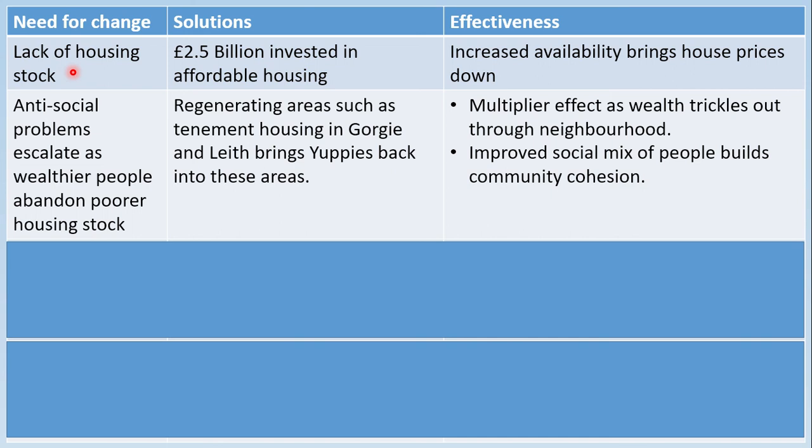So the next big need for change is antisocial problems that escalate as wealthier people abandon poorer housing stock. I used the example of Muirhouse earlier. Regenerating areas such as tenement housing in Gorgie and in Leith brings yuppies back into the area. Yuppies are young urban professionals, I'm sure you've heard that in your lessons. And those people spend money in the area. Their money trickles out through the neighbourhood and it supports local businesses and the community.